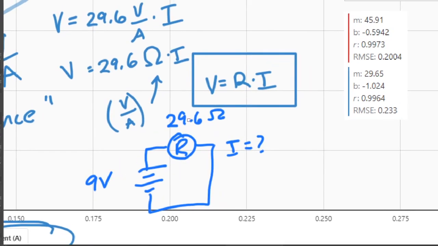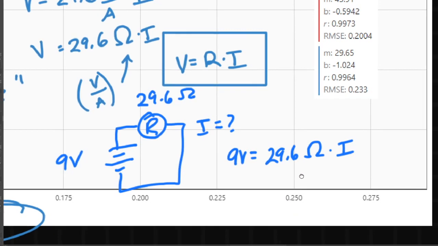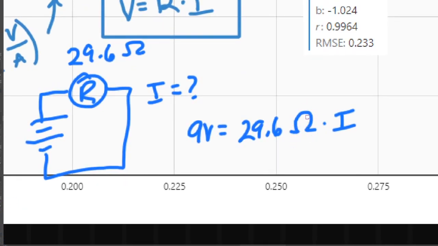What I'm going to do is start plugging these numbers into our equation. The number of volts, 9 volts, will be equal to my resistance, 29.6 ohms, times I, the current. I don't want to use ohms right now because I have volts over here and I want to be able to cancel units out. So I'm going to rewrite this now as volts for every amp. And what we end up seeing is that volts can get canceled out from both sides.